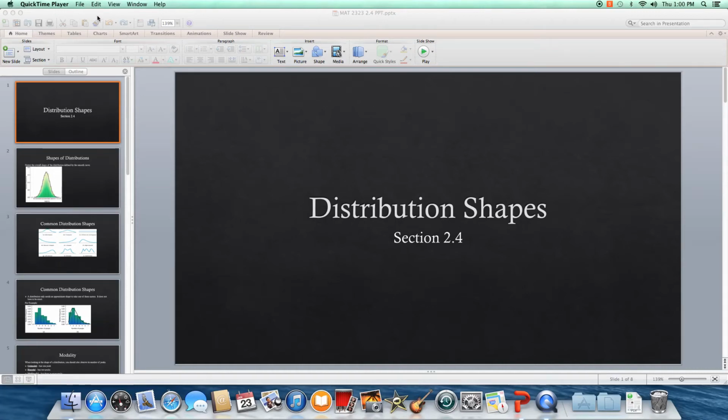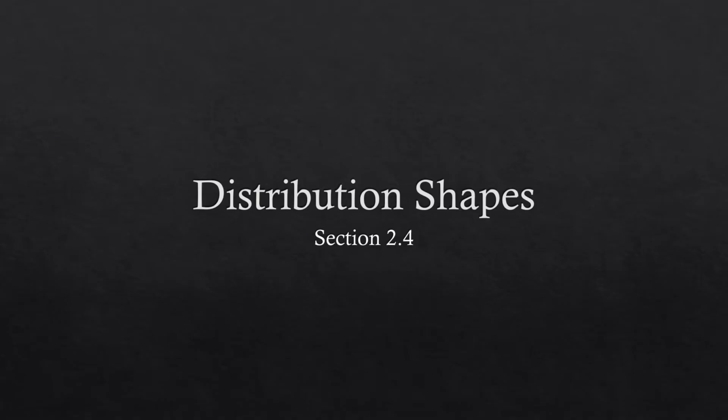Hello everyone. What we're going to be doing today is looking at section 2.4, distribution shapes. You probably wondered last section why we have to do a histogram, a dot plot, or a stem and leaf. Well, these histograms, pie charts, bar charts, whatever, tell us the distribution of the data. And these distributions have certain shapes that can tell us a lot about the data and help us do a lot of statistical analysis on it.